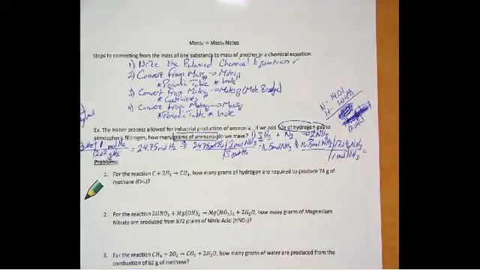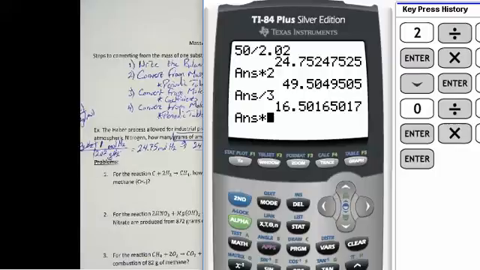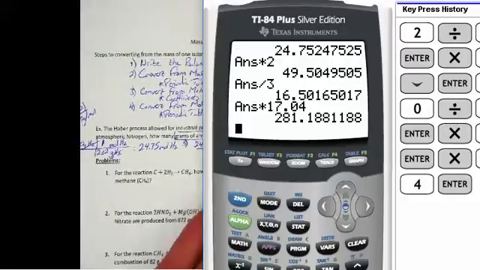Next, we're going to plug that into our calculator, multiply our answer by 17.04, and we get a grand total of 281.19 grams of NH3. There we go.